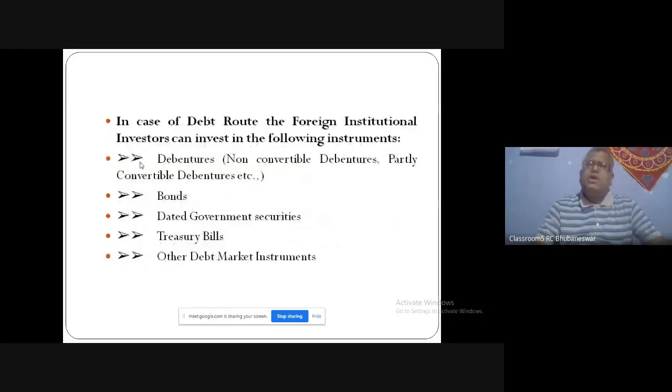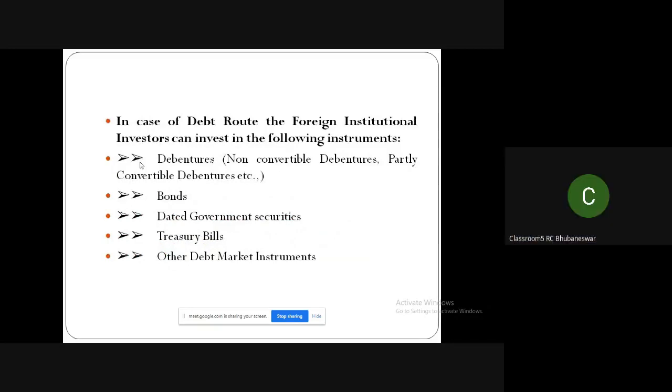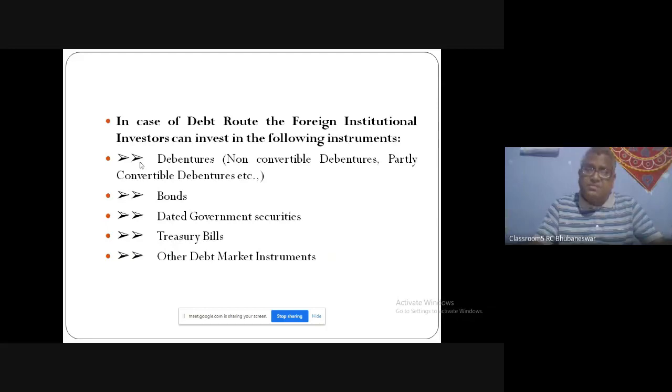If you talk about the debt route, or 100% debt, 100% loan, 100% investment in different types of instruments, you may call them debentures. There are different types of debentures: participating, non-participating, convertible, non-convertible, and redeemable, irredeemable.